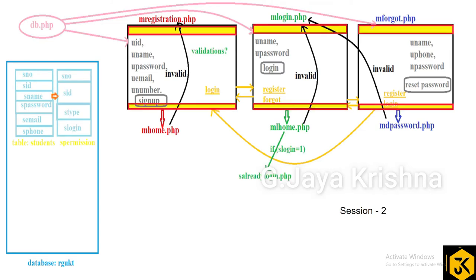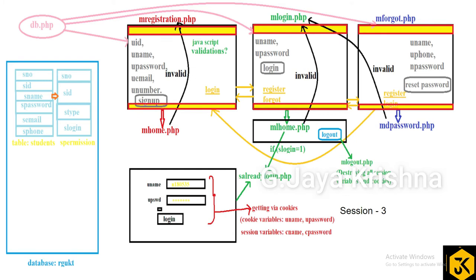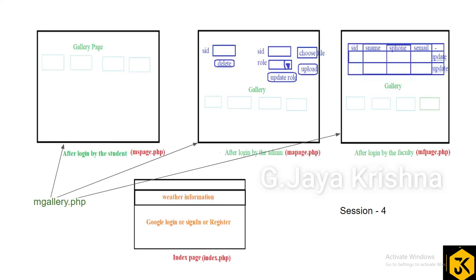and in the second session we have gone through some implementation, and in session 3 we have gone through implementation of cookies, session variables, and destroying all sessions with the help of mlogout.php page. And in the fourth session we have gone through implementation of various kinds of pages, I mean student page, admin page, and faculty page, along with index pages.